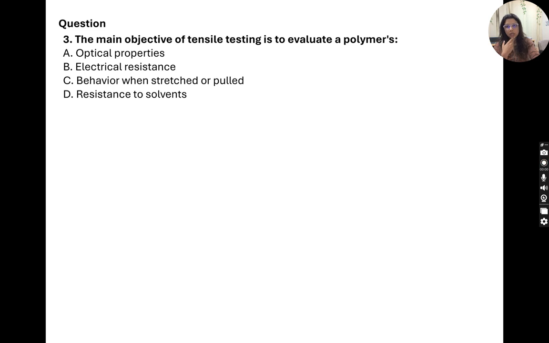So starting with the questions. They are asking about the main objective of tensile strength. So what is the main objective? Why do we need to measure the tensile strength? Because it is to evaluate a polymer's what? Optical properties, the electrical resistance, behavior when stretched or pulled, and resistance to solvent. So what kind of property can we measure from the tensile testing?